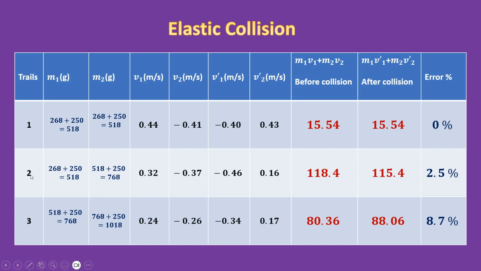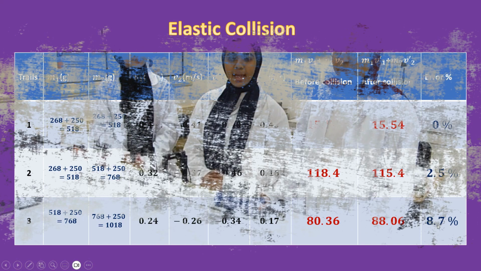In the second trial, the mass of the first car was 518 and the mass of the second car was 768. The velocities are listed here. Then we get the momentum before collision, which equals 118.4. After collision, 115.4. The error was 2.5%. Similarly, in the third trial, we get an error of 8.7%.